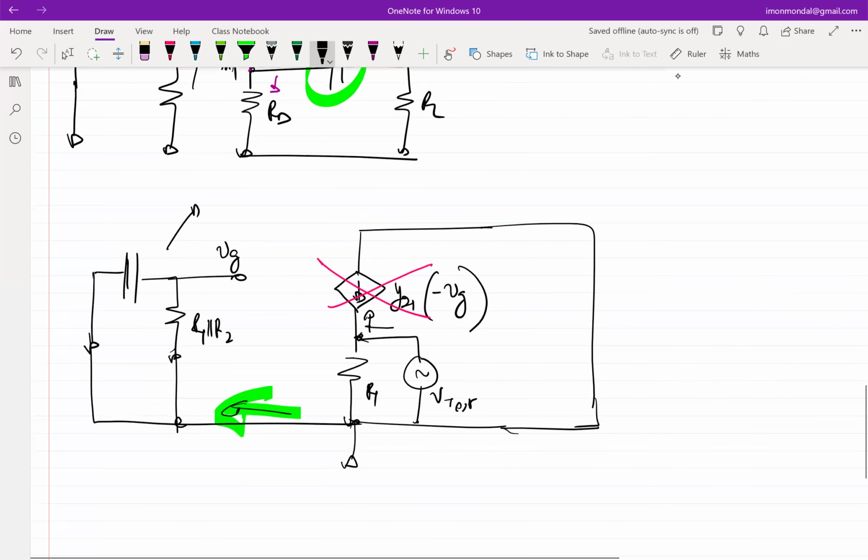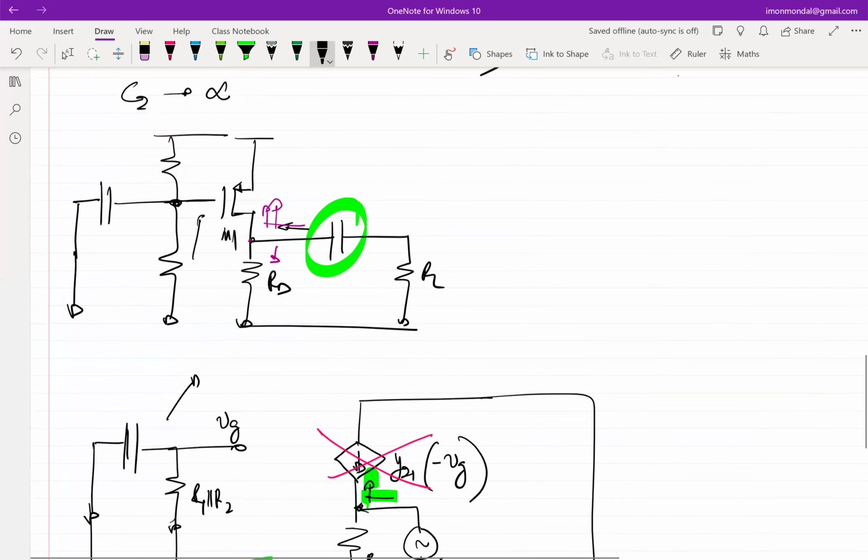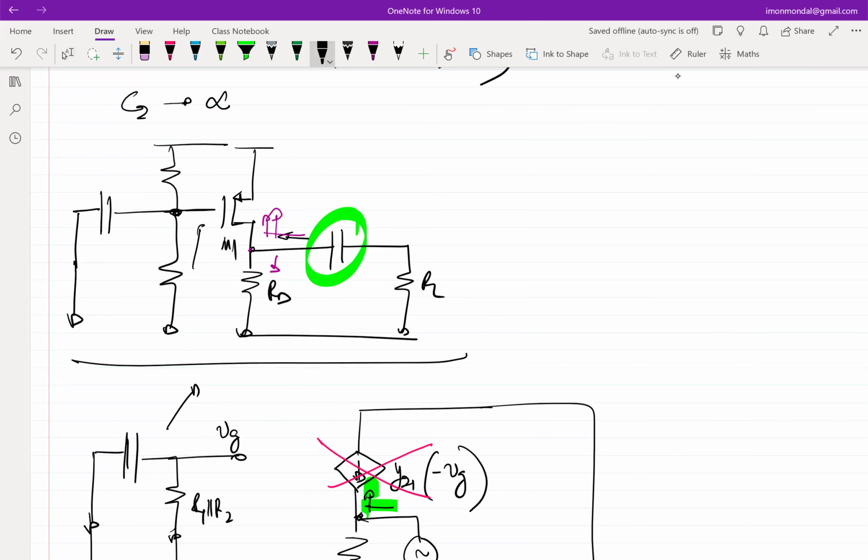Yes, sorry, this should be RD. Correct, thank you. Okay, make sense? So now the impedance looking up here is infinite. If I go back to this mother circuit, effectively the impedance looking on either side of the capacitor becomes: this side is RL, that side is RD, and that side is infinity.